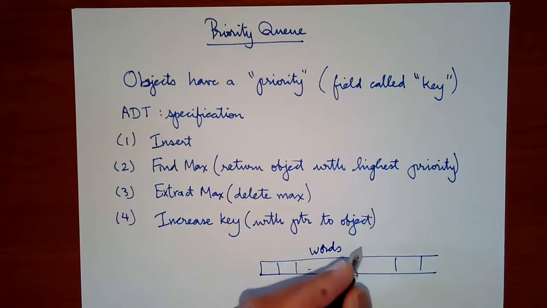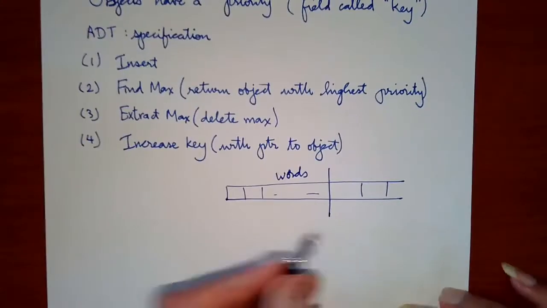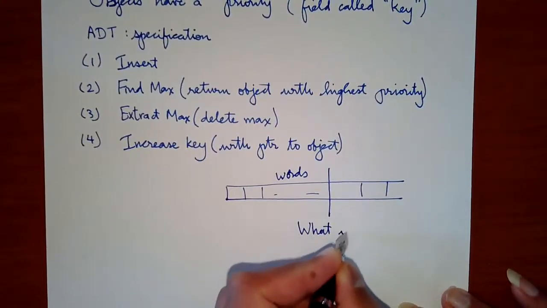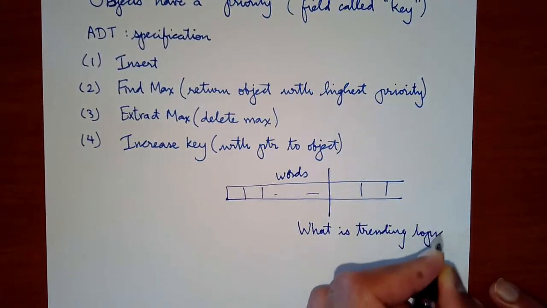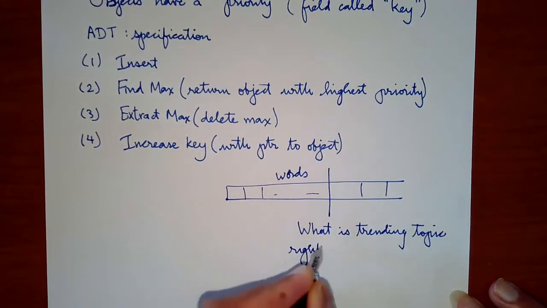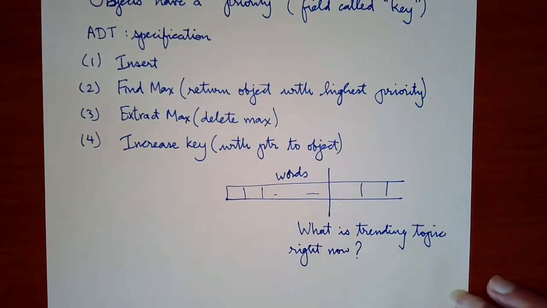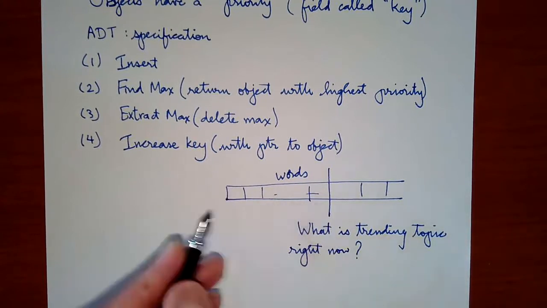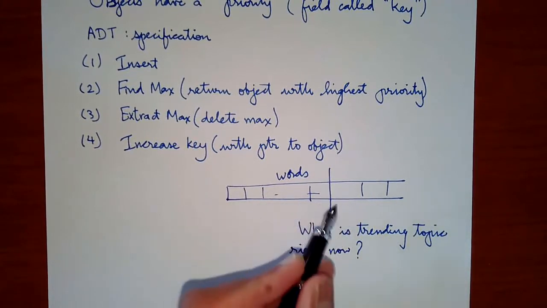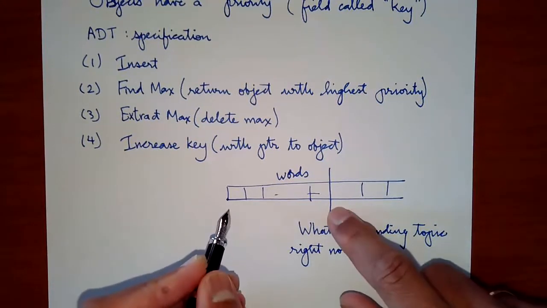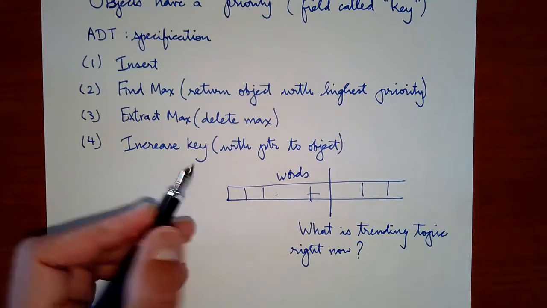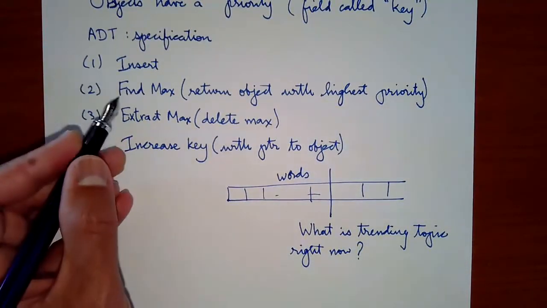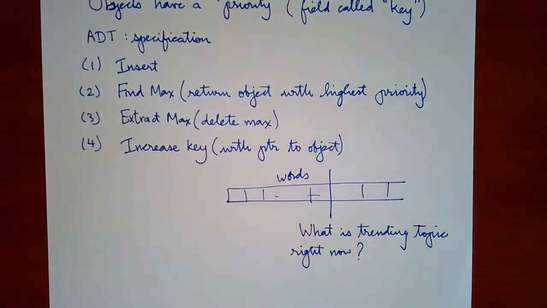And so at some point, as you're reading the words, you want to know what is, let's say, the trending topic right now. So you could think of this maybe being hashtags or words. And so as you see new words, you have to insert. So you're keeping track of the frequency of the words seen so far. Every time you see a word, you have to increase the frequency, or you have to insert if it's a new word. And you want to sort of find the max. You want to determine which is the word that was the most frequent so far.